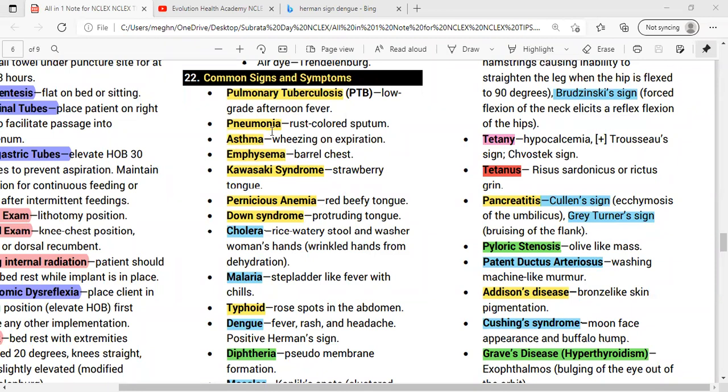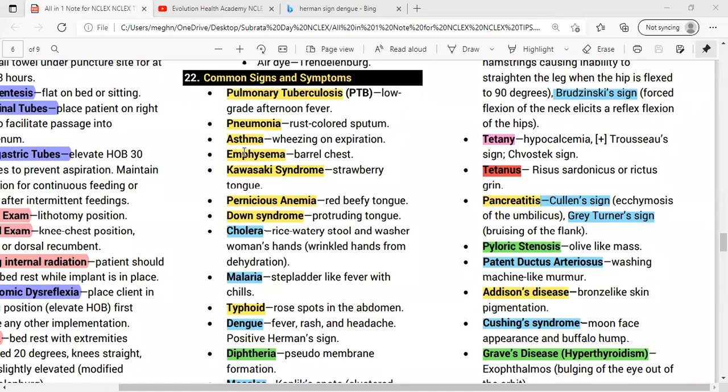Pneumonia is a lung infection, most common in extremely young or extremely old persons. That means infants and older persons, for whom pneumonia is more common and dangerous. The cardinal sign is rust-colored sputum. Asthma: in case of asthma, we find wheezing on expiration. So if anybody has wheezing, first we think about bronchial asthma. Emphysema: the patient gives a history, or if you examine your patient, you can see the barrel-shaped chest is more common.